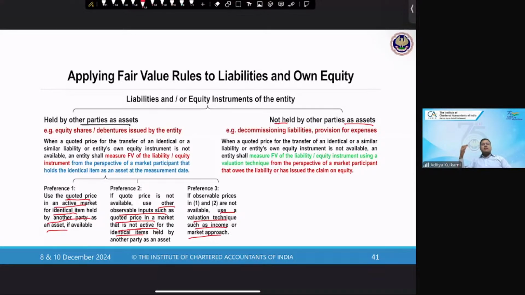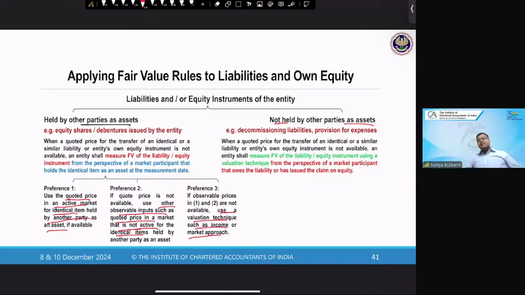Like for example, you have private equities or venture capitals. So probably these would end up becoming markets which have very limited participation. It's not open to the public. But these entities are trading in unlisted entity shares. So therefore, that could end up becoming a market which is not open to everybody. It is an unlisted market. Next, the identical items held by another party as an asset. So did you understand? Yes, sir.